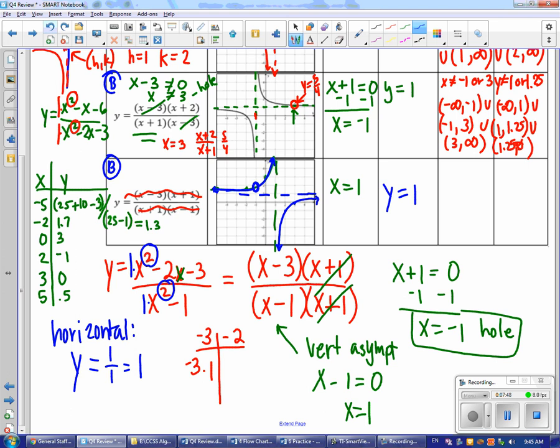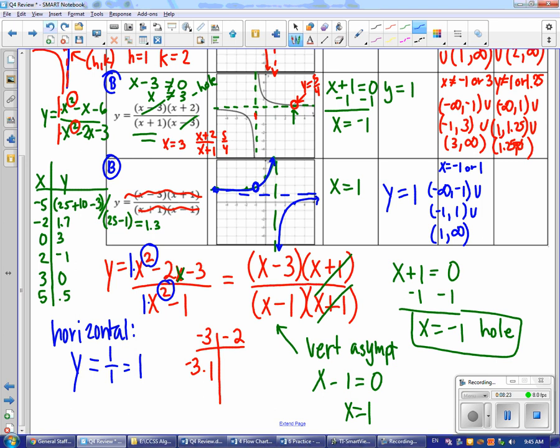When it comes to the domain, I need to remember that x is not allowed to equal -1 or +1. So when I write my domain, it's going to be in 3 different parts. Anytime you have a hole, your domain is being broken up into 3 parts. It's going to go from -infinity to -1, from -1 to +1, and then from 1 to infinity. And notice that I have the curved brackets for each one of these intervals, and it's the union of each.